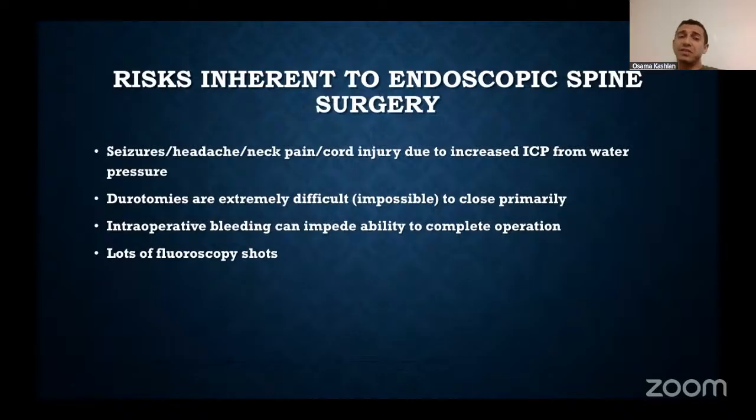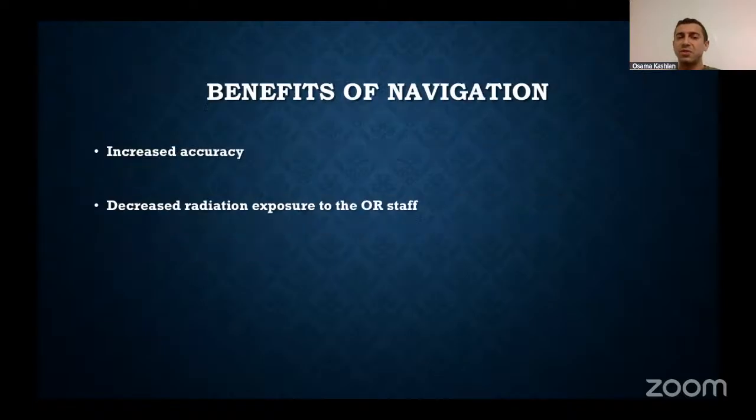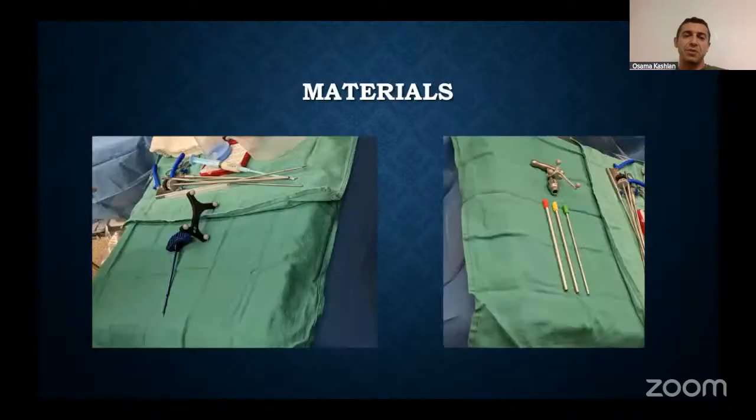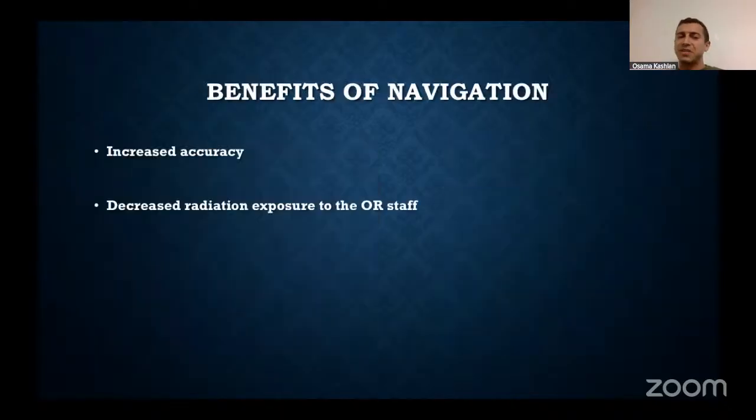There are risks inherent to endoscopic spine surgery. Obviously, we don't have much time to go over all of them, but the one that people talk about a lot is, I hate doing endoscopy because I have to wear lead. There's a million x-rays that I have to take. And honestly, after you get comfortable with it, you take a lot less fluoroscopy shots. But another option that you could do is just use navigation. Dr. Abdelbar and I are working on putting all our data together to look at this, but you really have potential for increased accuracy and decreased radiation exposure to the OR staff.